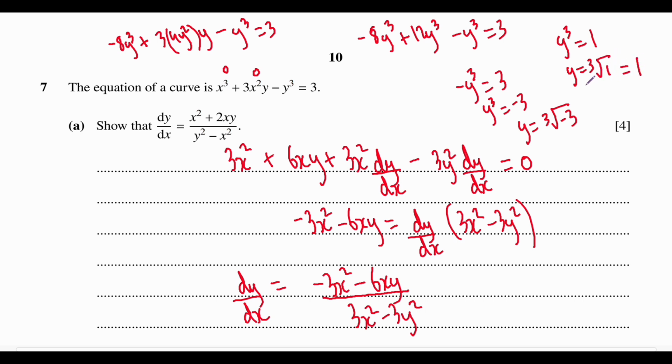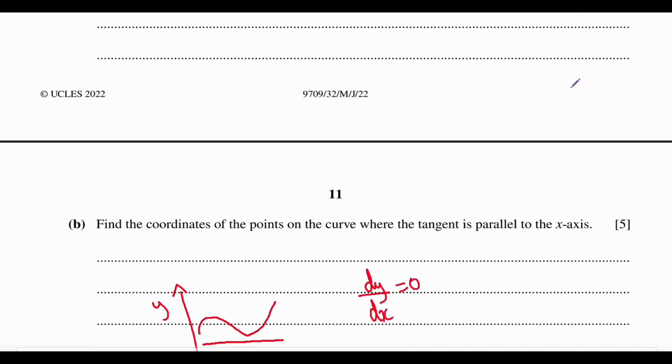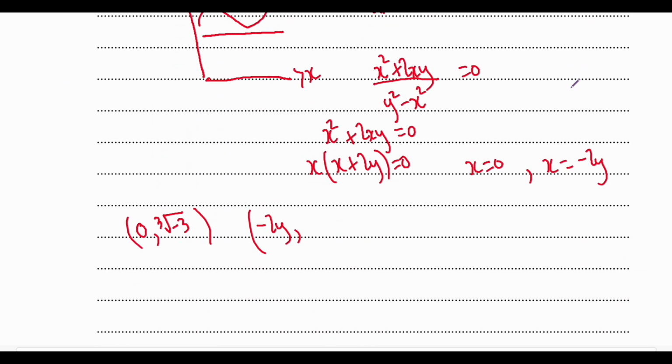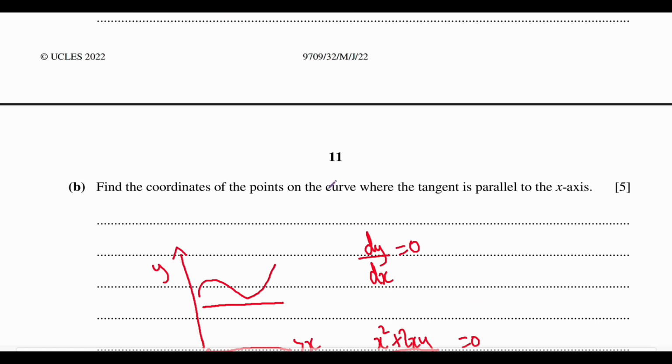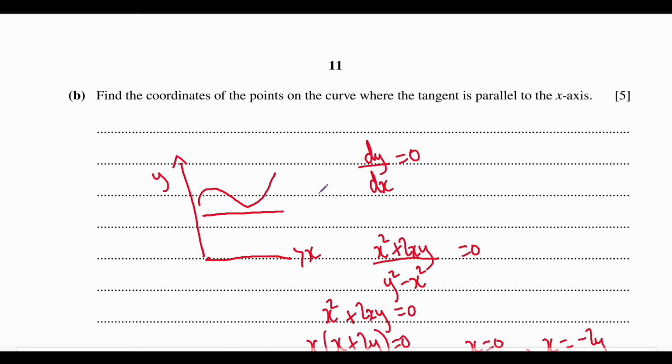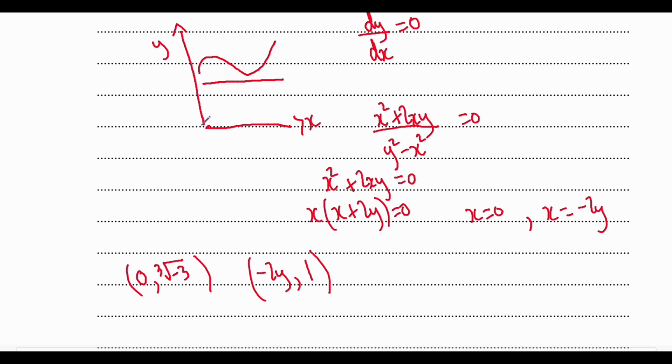It has other answers too, but those are complex. We don't worry about them. So we can just write positive 1 as our other solution. And that's it. Those are the 2 points on the curve where the tangent is parallel to the x-axis. So at 0 and the cube root of negative 3, which will be somewhere over here. So there will be a tangent here parallel to the x-axis.